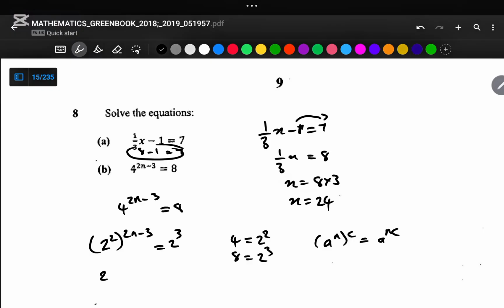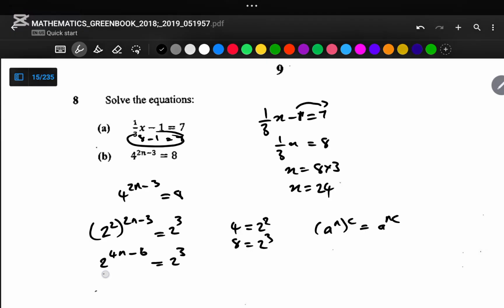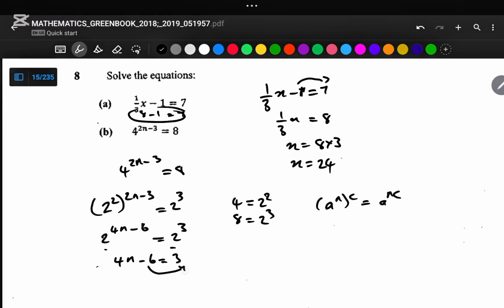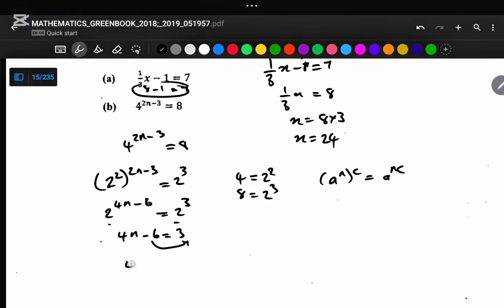Therefore, it is now 2 raised to the power 4n minus 6 being equal to 2 raised to the power 3. If we are having two numbers in the same base, you can simply equate the powers. Therefore, it is 4n minus 6 being equal to 3. So let us simplify here. We can shift this 6 to this side of the equation, it becomes positive. So it is now 4n being equal to 9. And we divide both sides by 4. So it is now n being equal to 9 over 4.